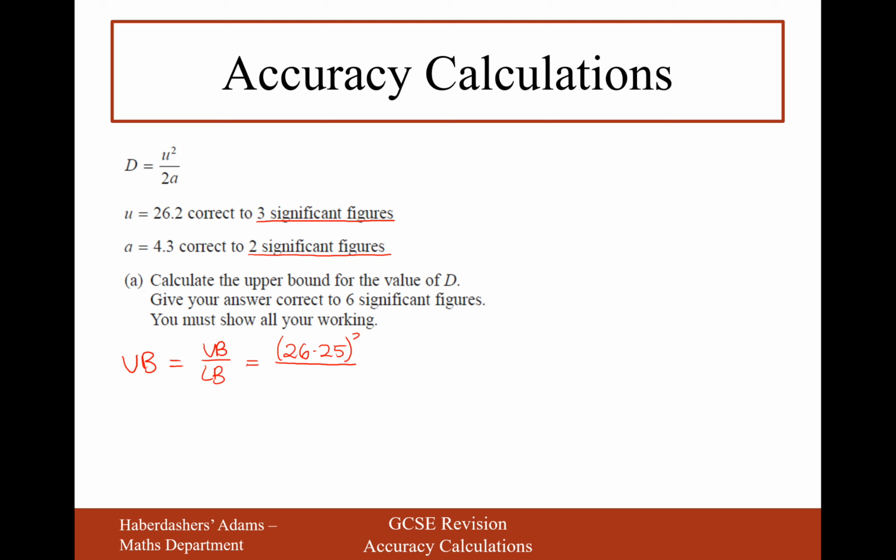So it's this thing squared divided by 2 times 4.25. So you can see here the number for u I've chosen is the upper bound, and the number for a in this formula is the lower bound. Upper bound, lower bound. So let's just type this all into the calculator all in one go.